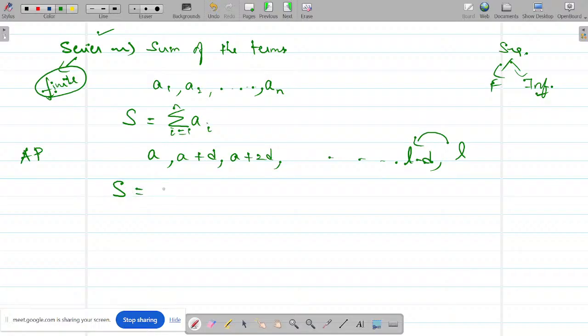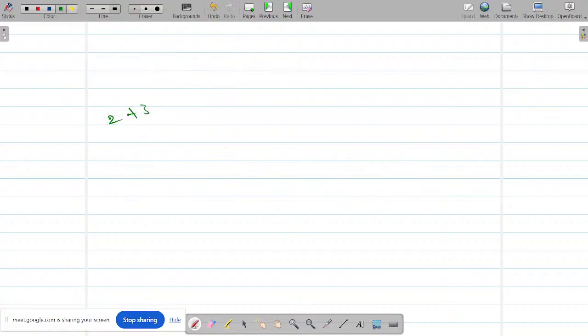Now I'll find S. What is S? Add all the values. S means summation. That's it. Add all the values. A plus D, plus A plus 2D. Add all the terms. The last term is L. The earlier term, last but second term, is L minus D. Okay, I'll give a very tough mathematical problem. 2 plus 3. No doubt. 3 plus 2.